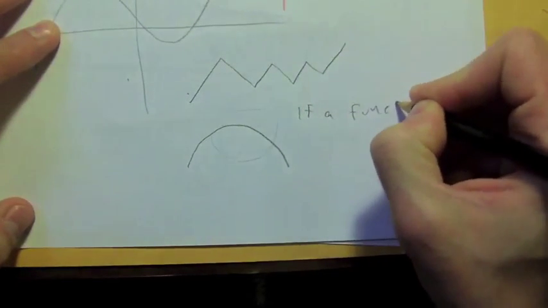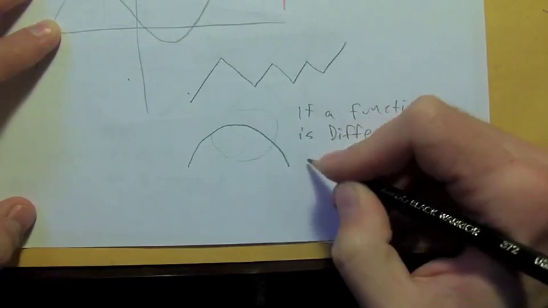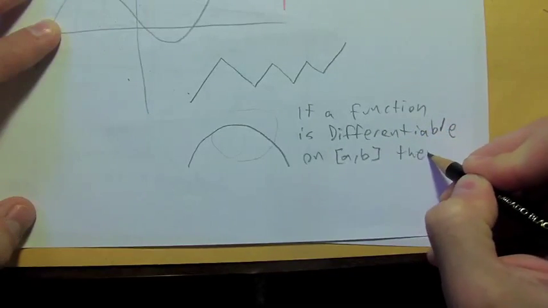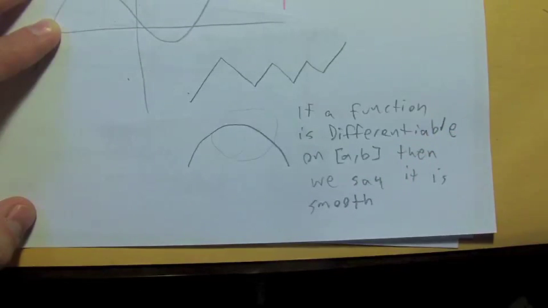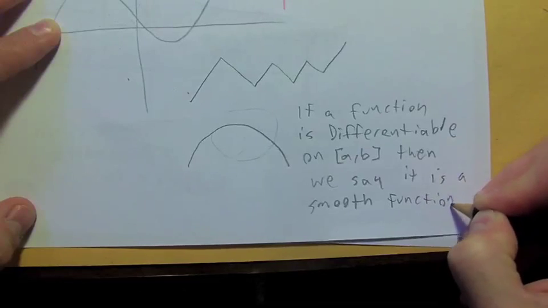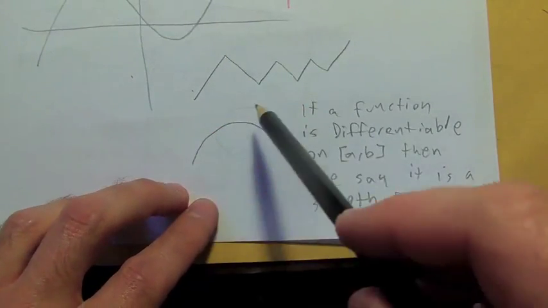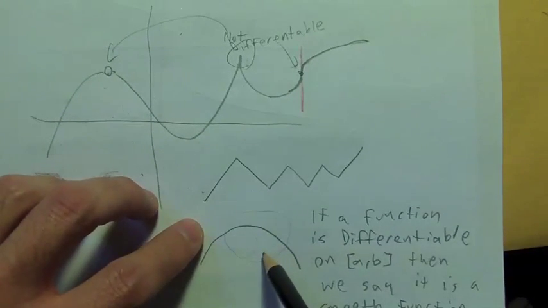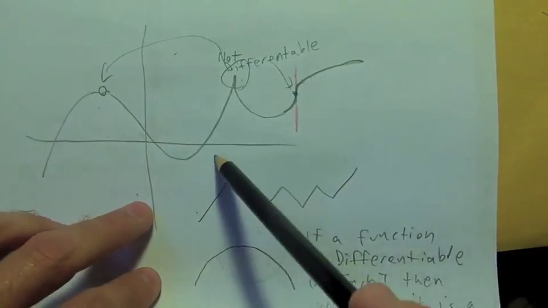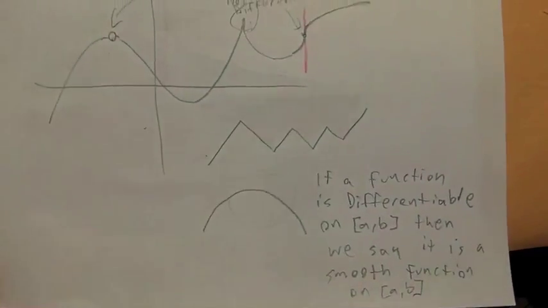So if a function is differentiable on, let's say, a to b, for example, then we say it is a smooth function on a to b. Which, if you look at this and this, that kind of makes sense. A function is only differentiable if its graph is smooth. It has a nice curvature, whereas it has sharp turns, not differentiable. It has spikes, not differentiable. Now this is a little misleading because that does look smooth, but remember there is a vertical tangent line there. Okay.